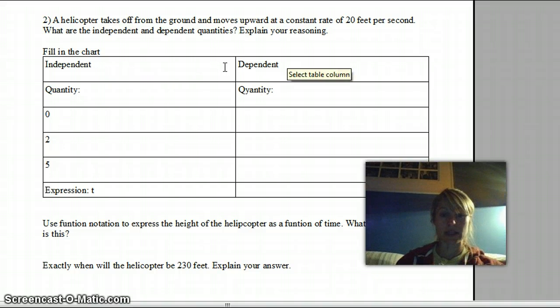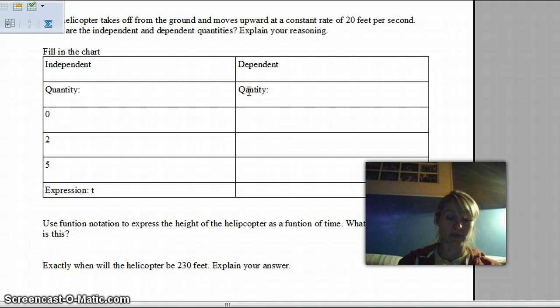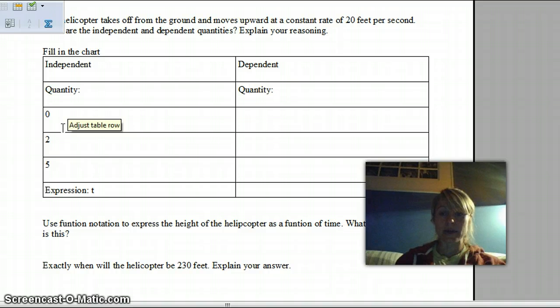Okay, so you're going to put those in here. And then quantity is just asking for the units. And so at 0, how far is it off the ground? Obviously that should be 0, right? And you need to make sure that you can write the equation. This is 20t, and then you can have plus 0, but you don't need it. So this right here should be the same thing for this question right here.